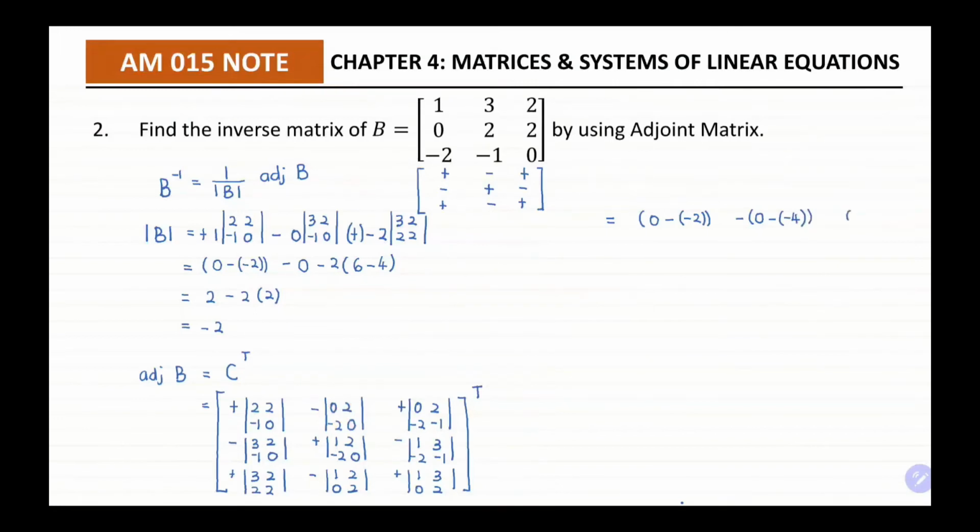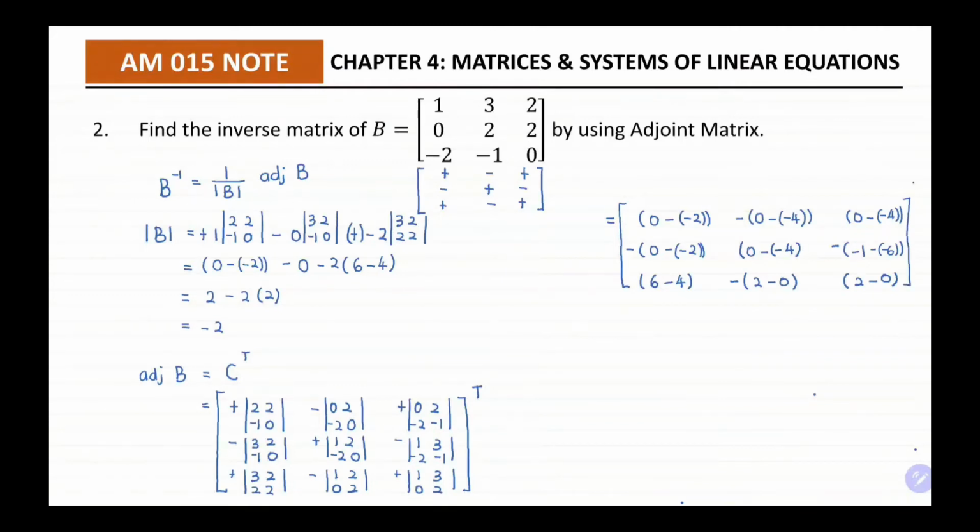And next, 0 minus negative 4. Okay, next, negative 0 minus negative 2. Okay, this one, 0 minus negative 4. And next, negative 1 minus negative 6. Okay, then 6 minus 4. Then 2 minus 0, this one negative. And last, 2 minus 0. So we close the bracket.